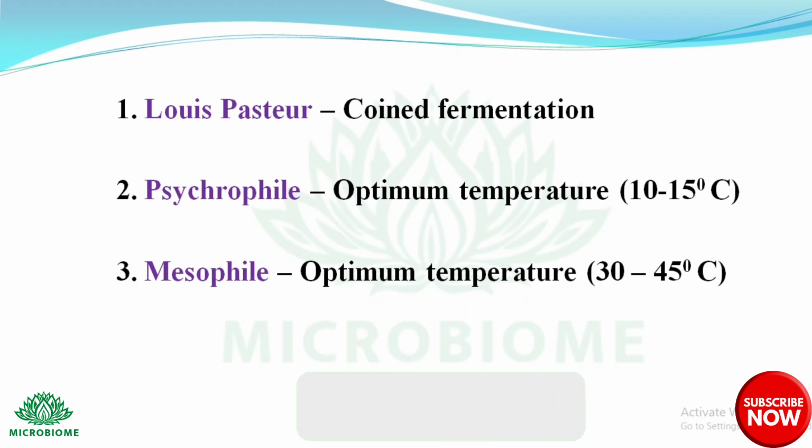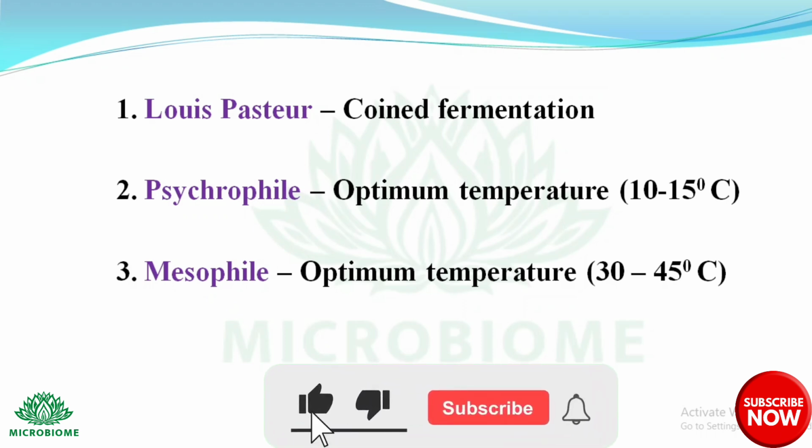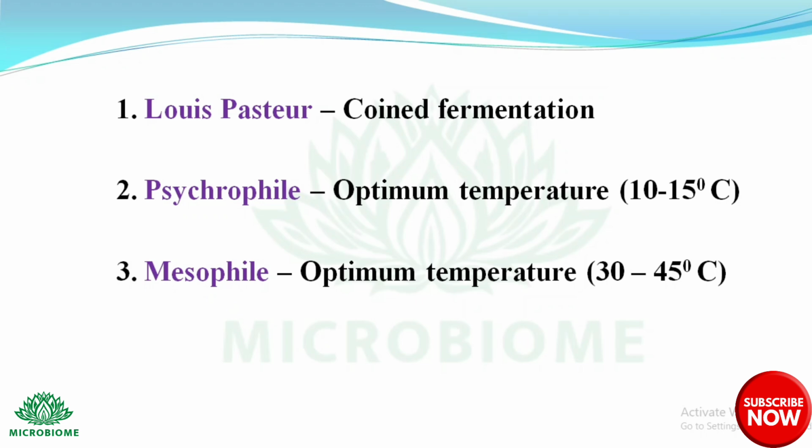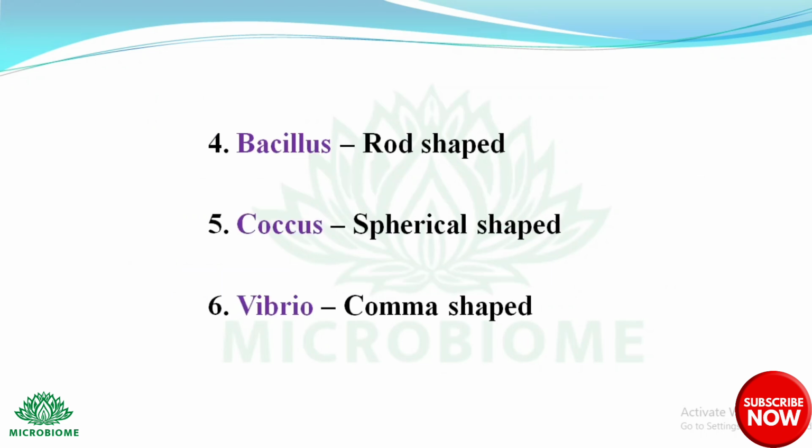The term fermentation was coined by Louis Pasteur. And next, the optimum temperature of psychrophil and mesophil. For psychrophil, 10 to 15 degrees Celsius, and for mesophil, 30 to 45 degrees Celsius. And next, shapes of bacteria. Bacillus, rod-shaped. Coccus, spherical-shaped. Vibrio, comma-shaped.